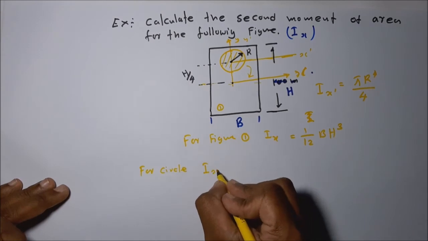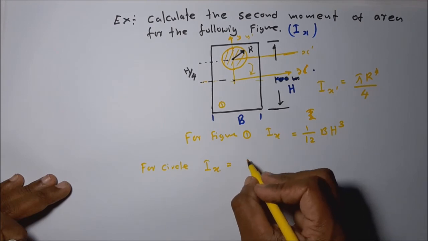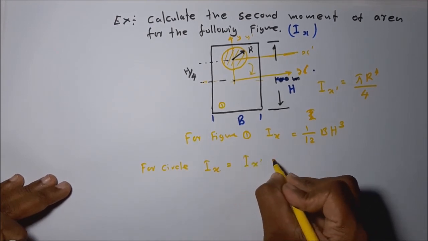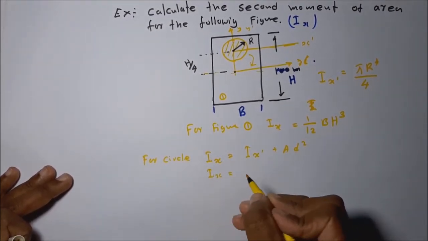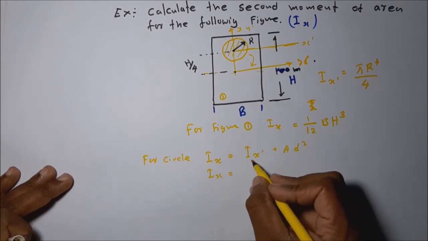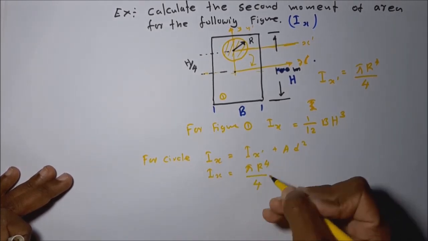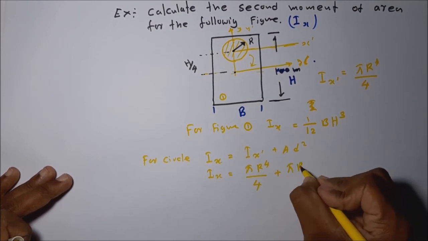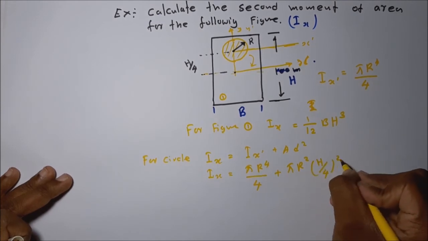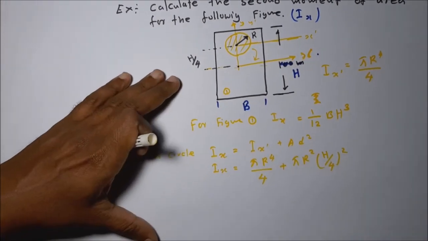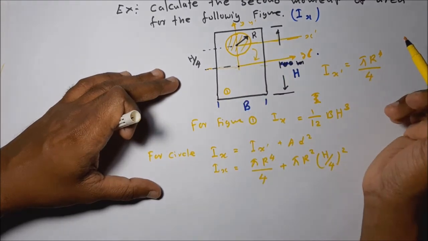For the circle, Ix, use the parallel axis theorem. What is the parallel axis theorem? Ix dash plus A d squared. So Ix for the circular section is equal to pi R to the power 4 divided by 4 plus A, which is pi R squared, into d, the distance h divided by 4, squared. Okay, so this is the second moment of area around this axis for the circular section.